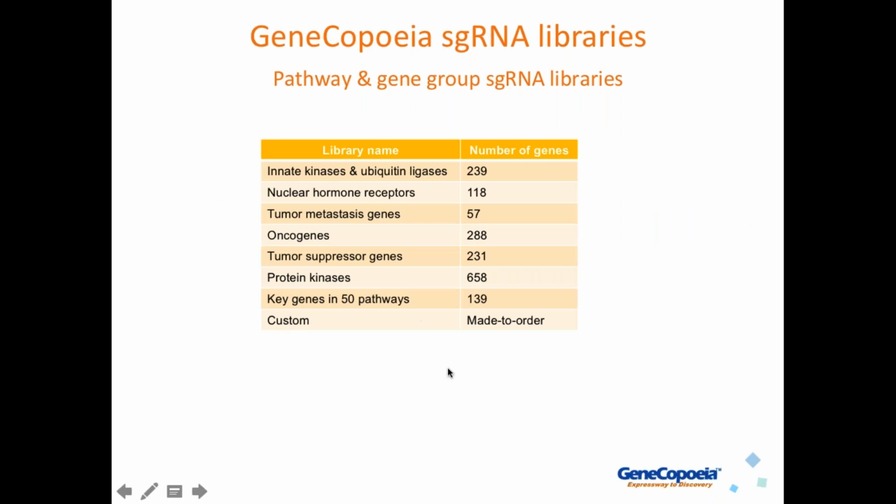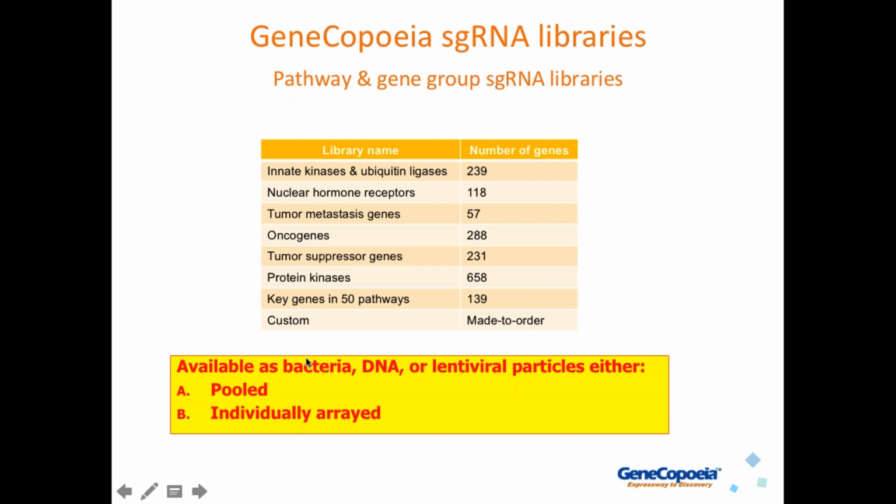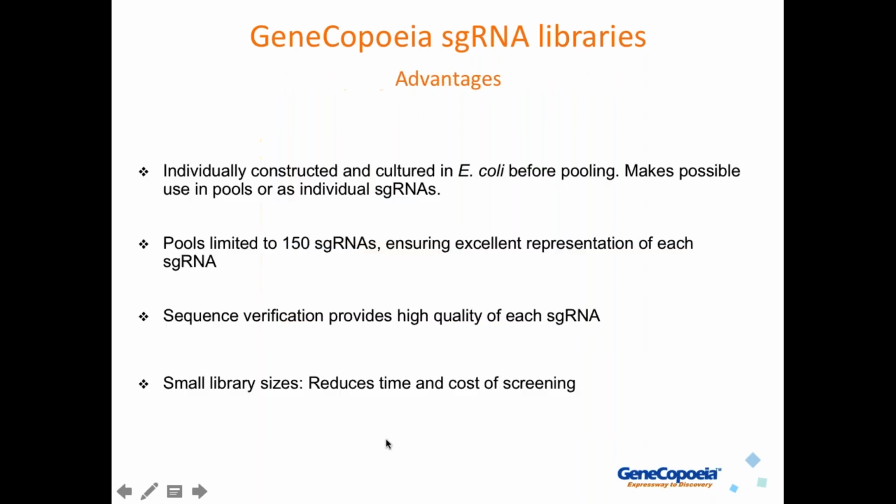And just as a final note on the library screening, we also have single guide RNA libraries at GeneCopoeia. These are the two-component system. Cas9 is on a separate plasmid. And we have 7 different pre-made libraries covering anywhere from 57 to 658 genes for a number of different gene groups and pathways of interest. These are available either as bacteria, DNA, or lentiviral particles, and can be purchased either pooled or individually arrayed.